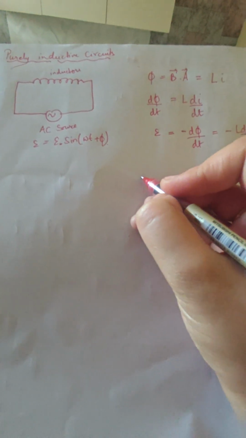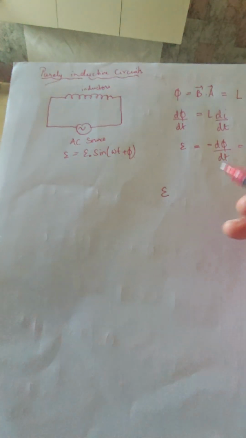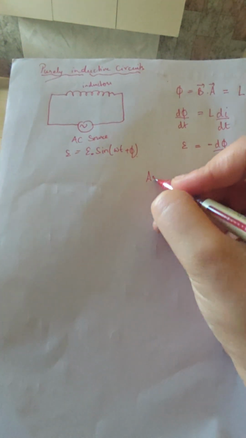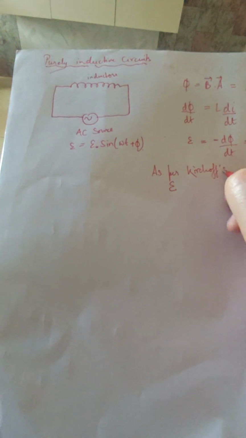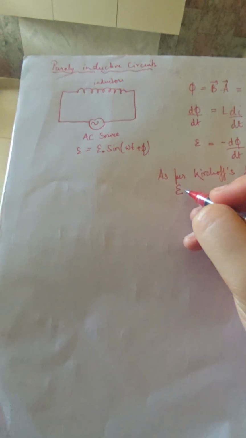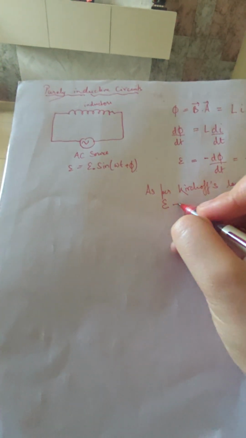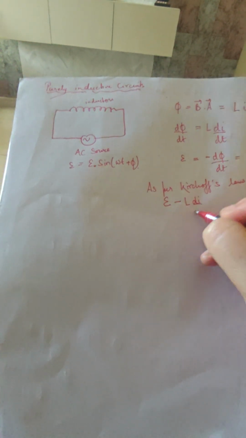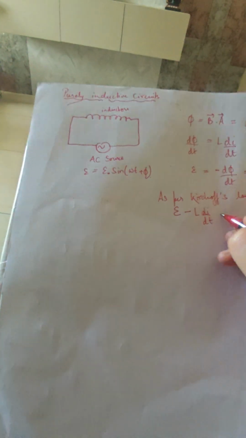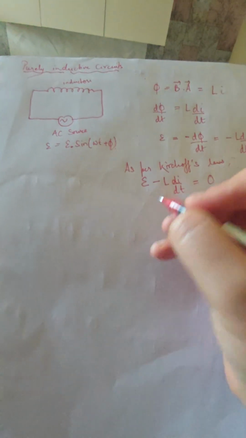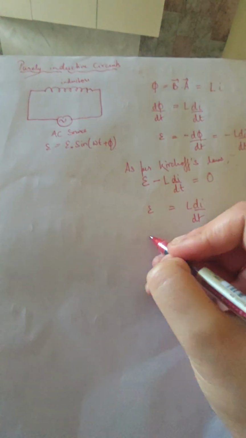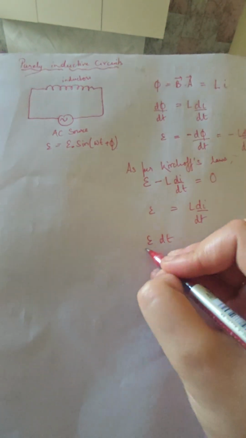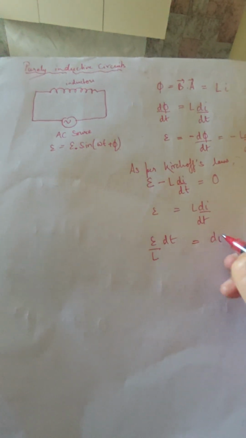Now when I apply an EMF E on this inductor using this AC source, as per Kirchhoff's voltage law, E, the applied voltage, minus L di by dt, the voltage drop across the inductor, is going to be equal to 0. Now E can be put this side, L di by dt is coming this way. I'll do the integration. E dt is here, L would come in the denominator, di is here.